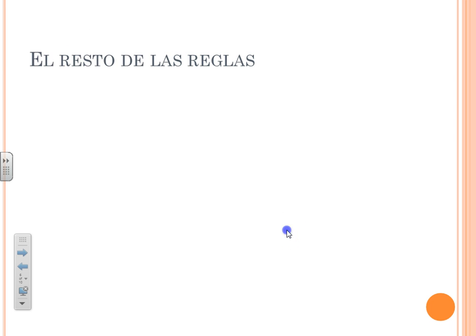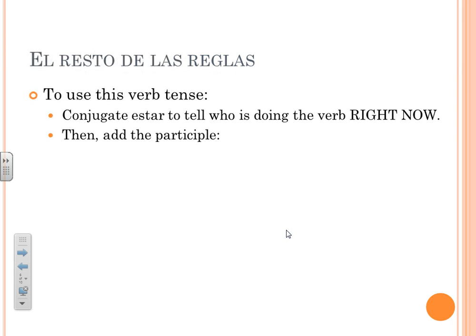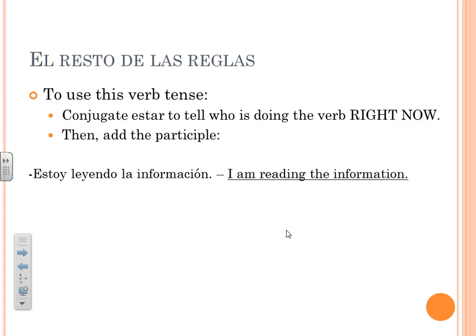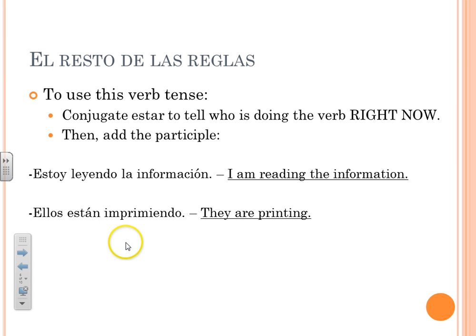El resto de las reglas. To use this verb tense, you're going to conjugate estar to tell who's doing the verb right now. And then we add the participle. So, estoy leyendo la información. I am reading the information. Notice estar is conjugated in the yo form because I'm the one doing the reading. We don't conjugate leer in the yo form. We put it in its participle form, or its gerund. Ellos están imprimiendo. They are printing. Again, they are doing the action, so estar is conjugated in the ellos form, not imprimir.